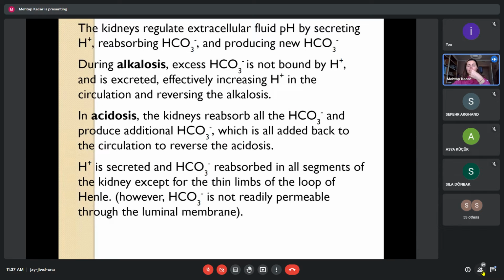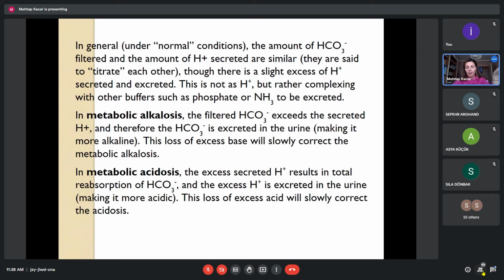During alkalosis, excess bicarbonate is not bound by hydrogen ion and is excreted, effectively increasing hydrogen ion in the circulation, reversing the alkalosis. In acidosis, kidneys reabsorb all the bicarbonate ion and produce additional bicarbonate to reverse the acidosis, and we use a compensatory system for recovery from this problem. Sometimes we can succeed, sometimes we cannot. Okay.